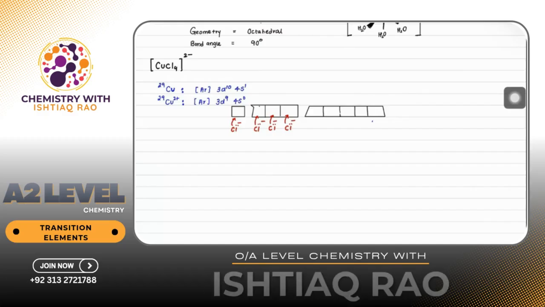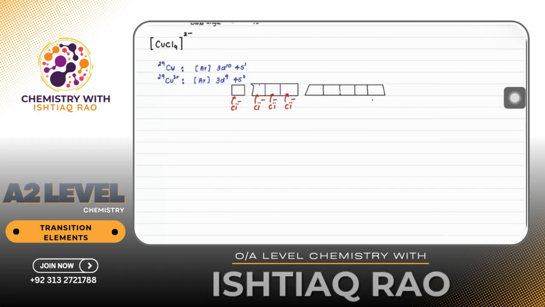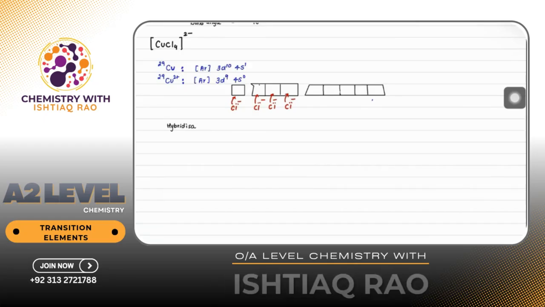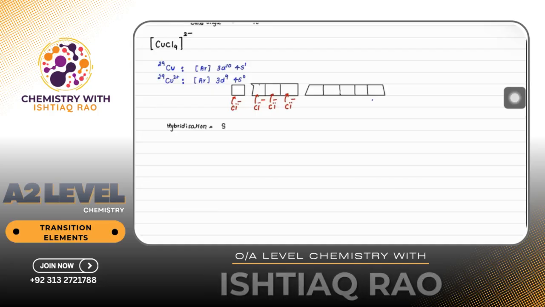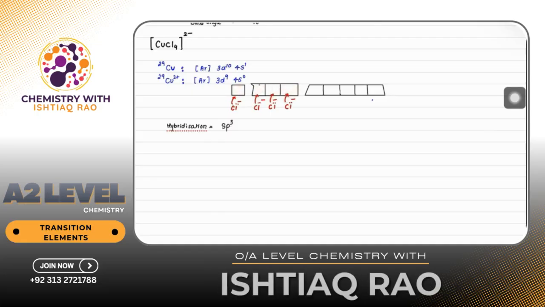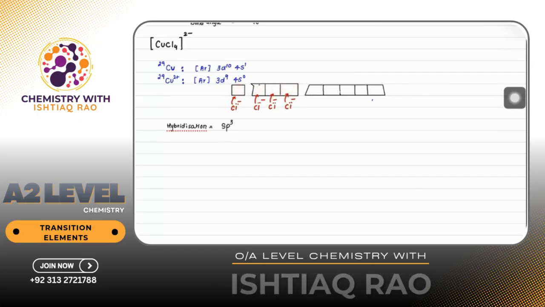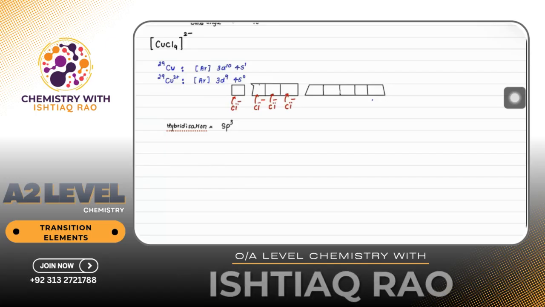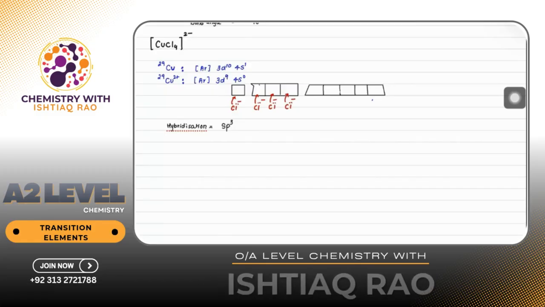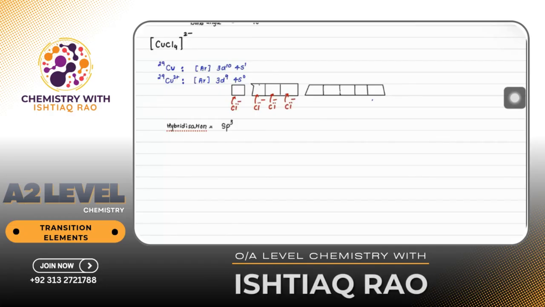So what's the hybridization? I can say that hybridization is going to be sp3, isn't it? I haven't used d. In the previous example I was using d, so that's why the hybridization was sp3d2. But right now I am only consuming two orbitals, that is s and p.